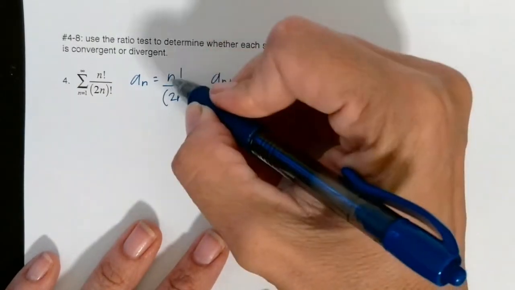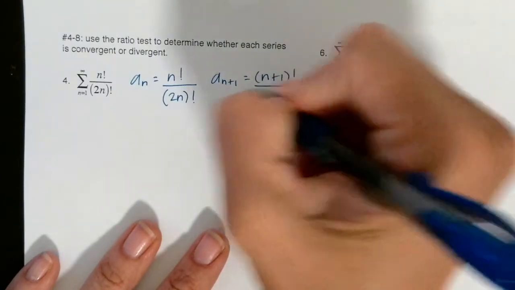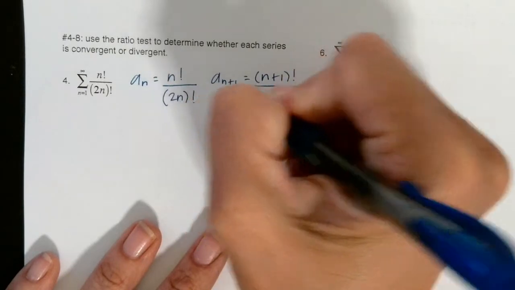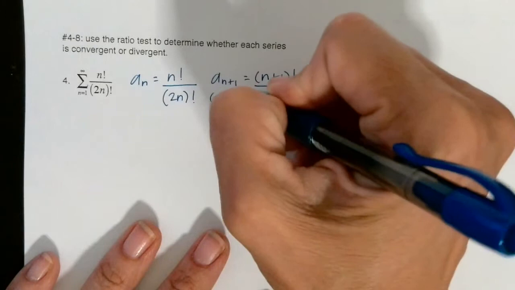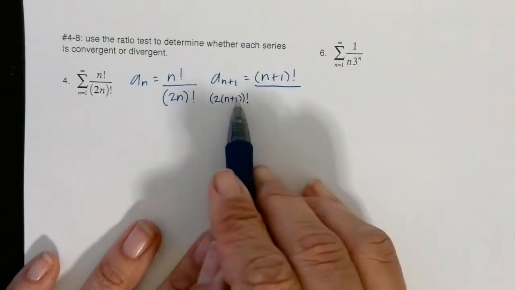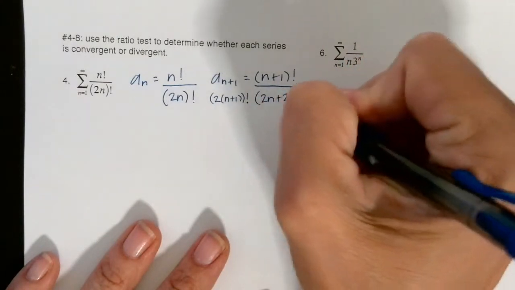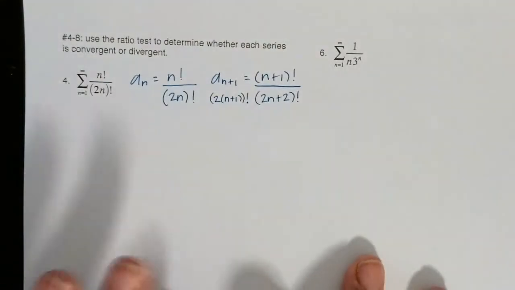So I'm adding 1 here, but be very, very careful, because when I put the n plus 1 in for n for this guy, and then I still have to do factorial after it, that's actually going to be 2n plus 2. So this is 2n plus 2 factorial. So you have to be really careful about that guy right there.